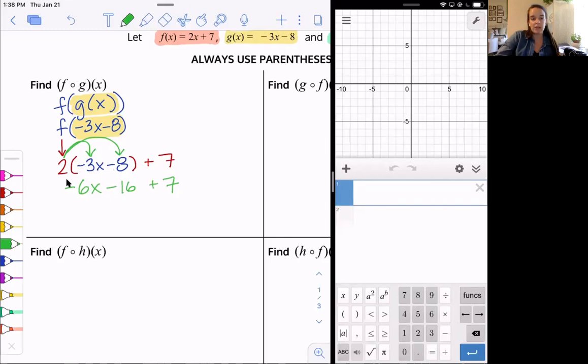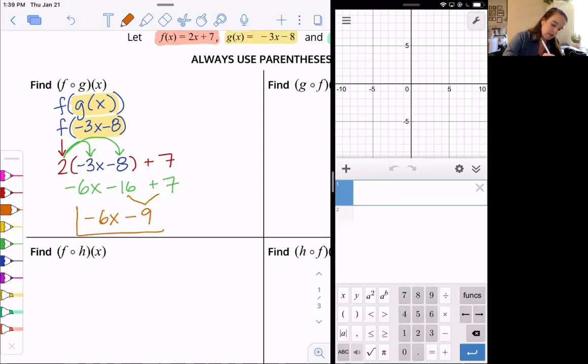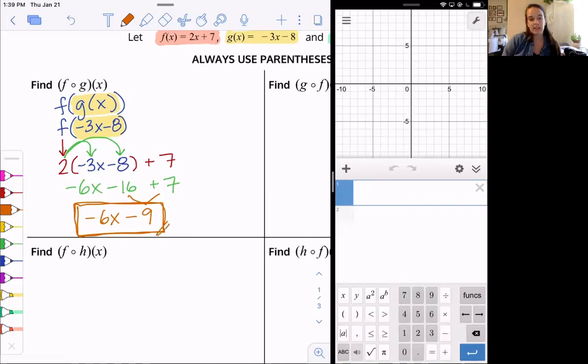And then Gabby, can you tell me how I would simplify this more? I'm sorry, my cousin was playing music in the background. It would have been, you just add negative 16 plus 7, so it'll be negative 6x, take away 9. Negative 6x, take away. Oh, negative 9. Yeah, or just minus 9 works too, either way. Perfect, thank you. All right, so we've got that as our answer there.